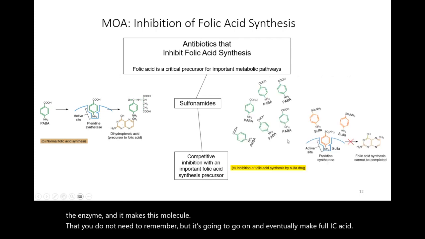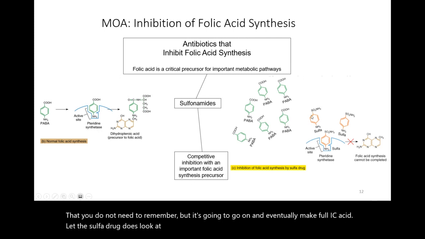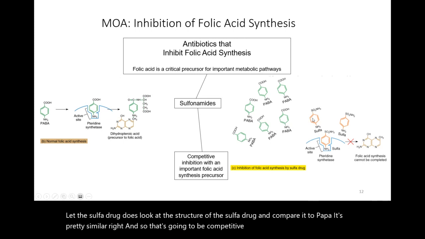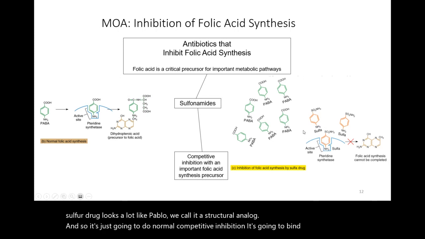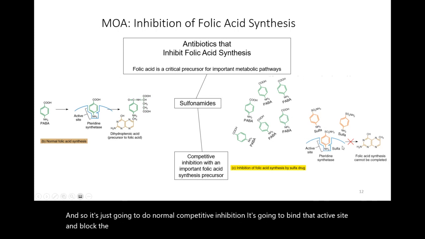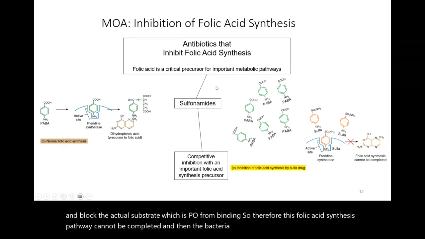Well, what the sulfa drug does, look at the structure of the sulfa drug and compare it to PABA. It's pretty similar, right? And so that's going to be competitive inhibition. And again, because the sulfa drug looks a lot like PABA, we call it a structural analog. And so it's just going to do normal competitive inhibition. It's going to bind that active site and block the actual substrate, which is PABA, from binding. So therefore, this folic acid synthesis pathway cannot be completed, and then the bacteria cannot survive and grow.